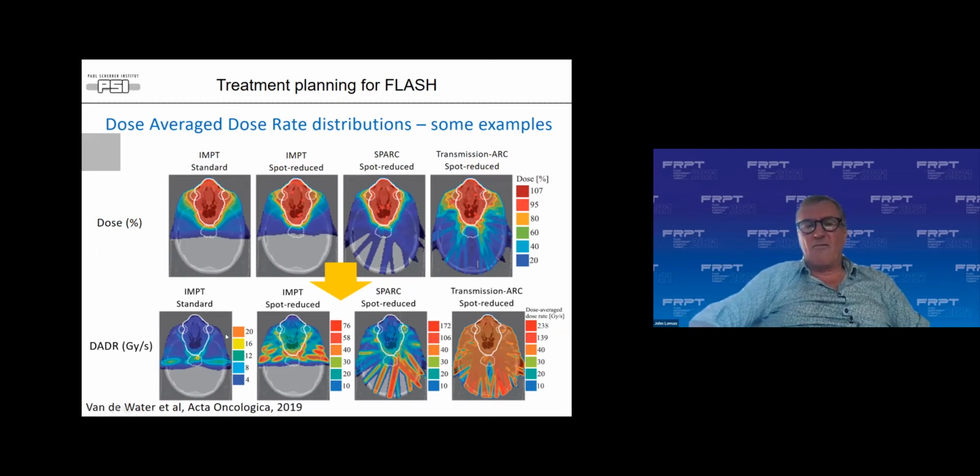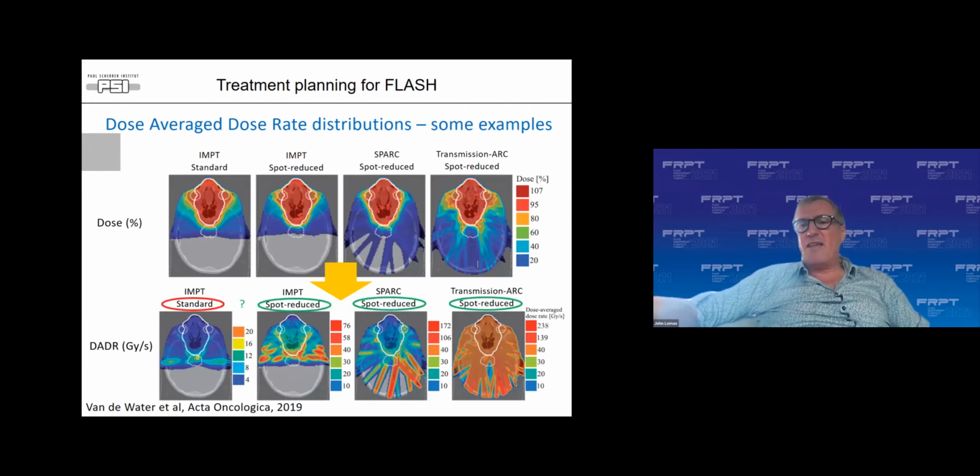But also, just let's go from here to here. You can see that these are both IMPT plans. You can also see that the dose distributions for these are very similar, but we see quite different dose rates. And this is important. So how we deliver, how we plan, even if we get very similar dose distributions, can have a significant effect on the dose rate distribution.